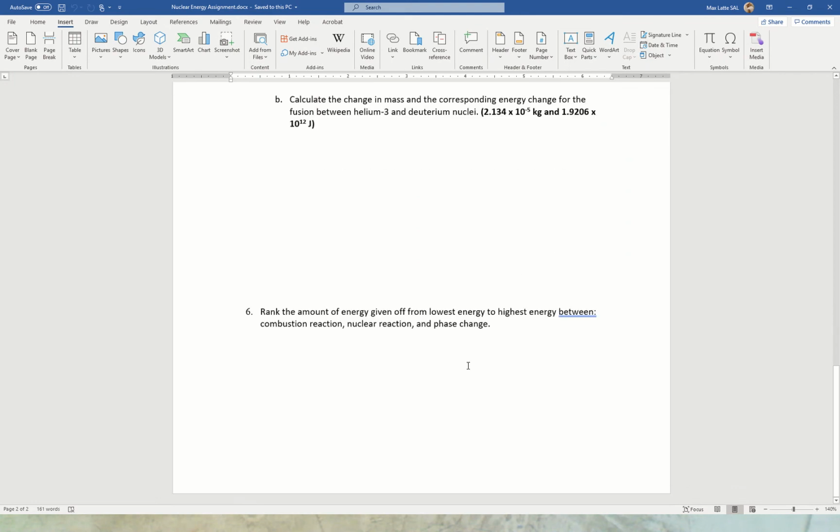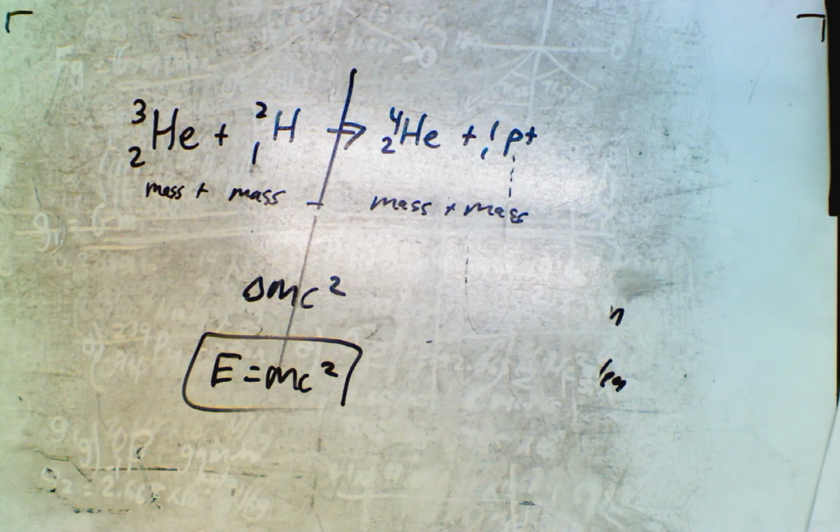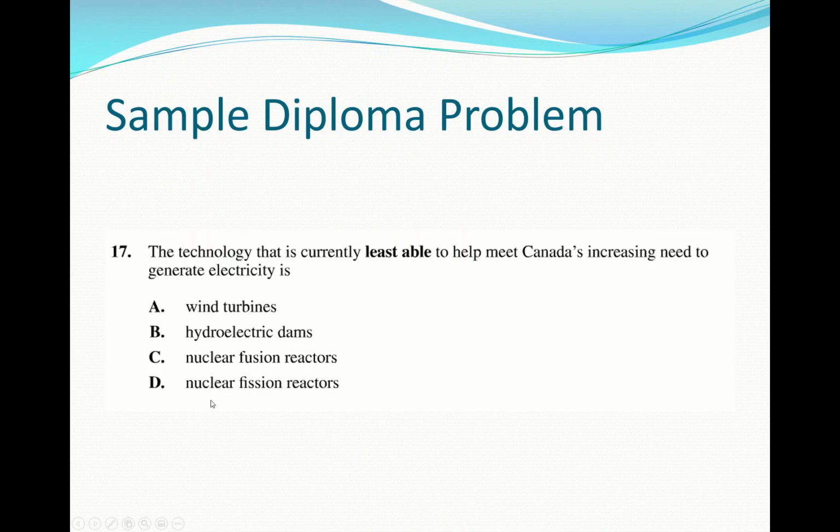Okay. Ranks the amount of energy from lowest to highest. So lowest is phase change, then combustion, then nuclear gives off the most energy. Okay, so that's the homework, that's the assignment. And now what we're going to do is the sample diploma questions.